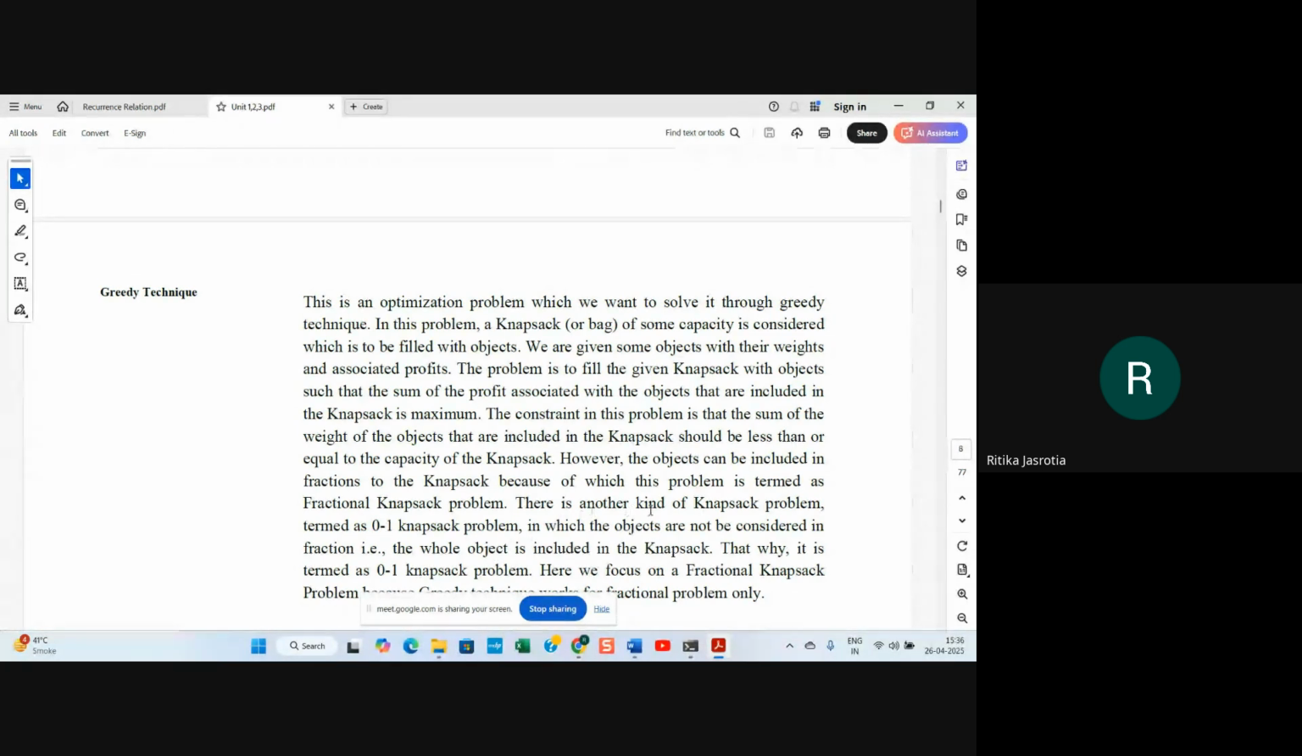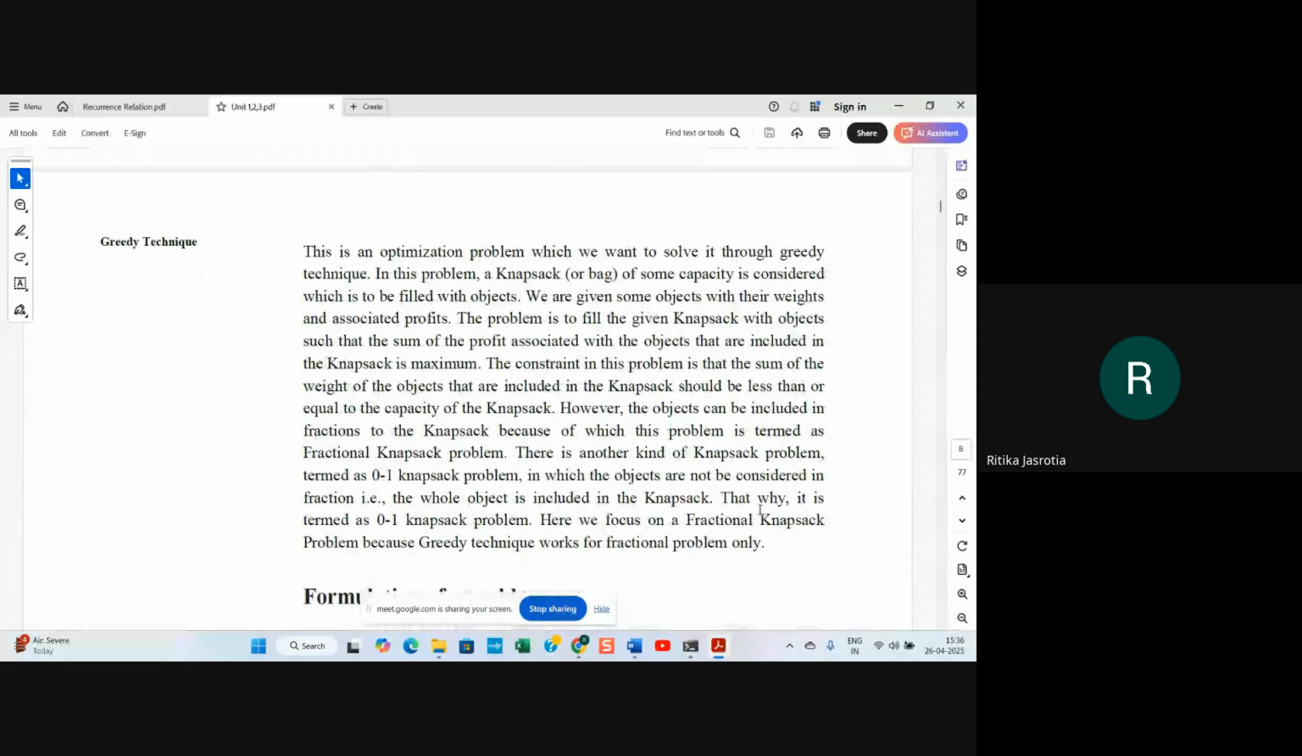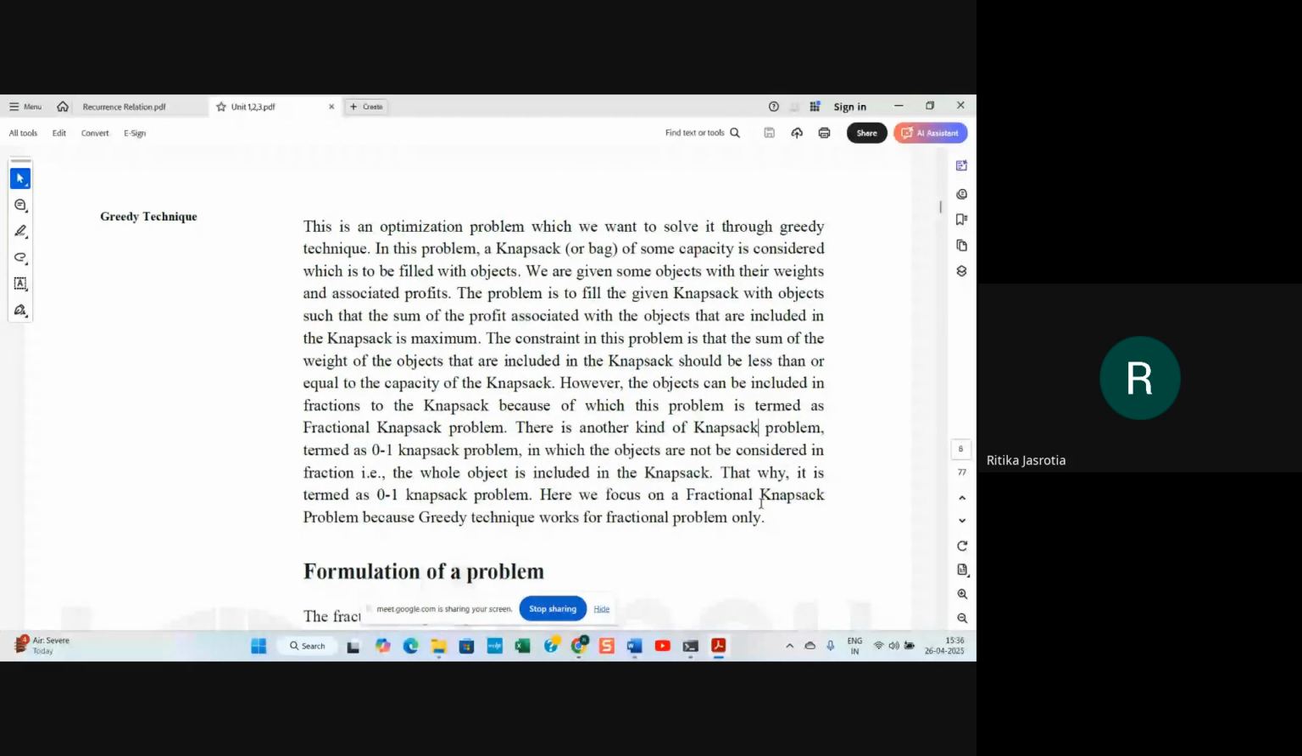There is another kind of knapsack problem termed the 0 1 knapsack problem, in which the objects are not considered in fraction. The whole object is included in the knapsack. So there are two kinds of knapsack problem: fractional knapsack and 0 1 knapsack. In 0 1 you consider the full object, and in fractional knapsack you can take a fraction of the object and keep it. That's why it is termed the 0 1 knapsack problem.